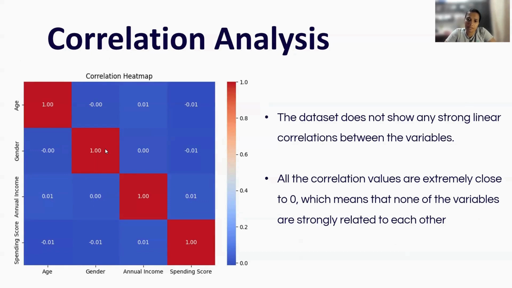Next, about the correlation analysis. Since the values here are all near zero, it suggests that changes in one variable don't have any clear or predictable effect on the other variables. So each variable appears to vary independently of the others. That is the conclusion we can give from the correlation analysis.